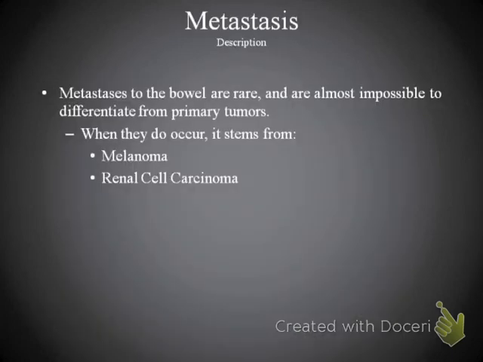Metastasis. Metastasis to the bowel wall or bowel is rare and almost always impossible to differentiate from primary tumors. When they do occur, it stems from such things as melanoma or renal cell carcinoma.